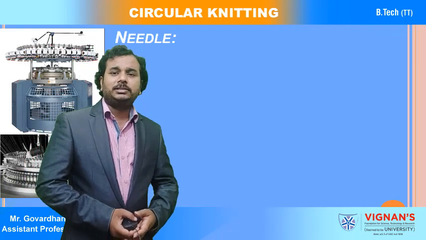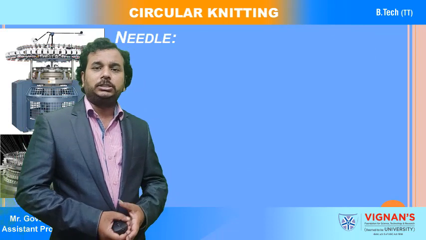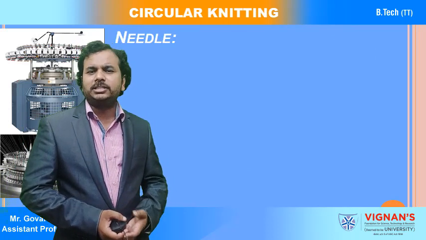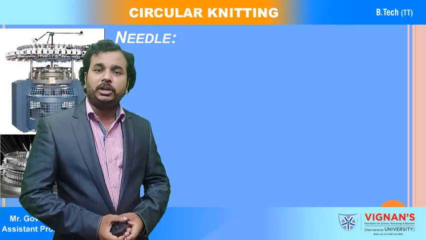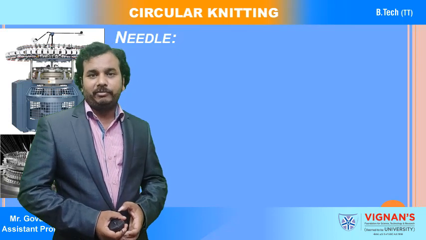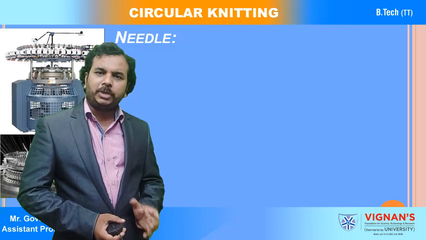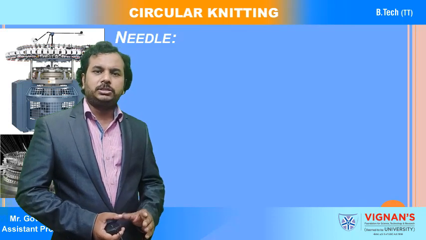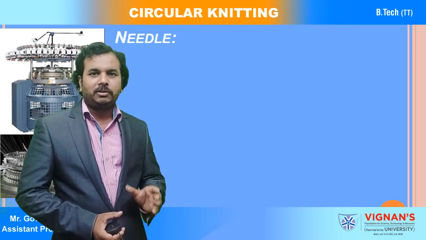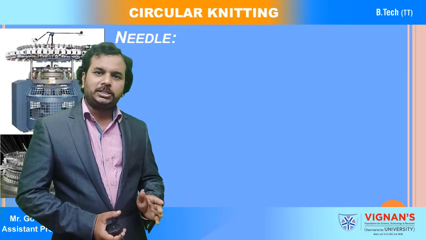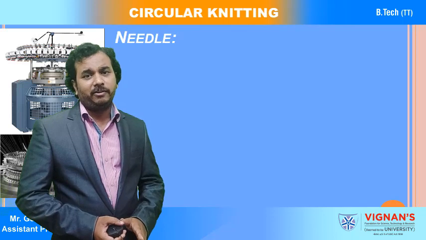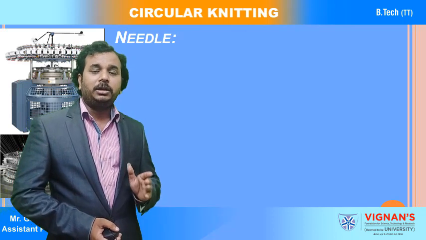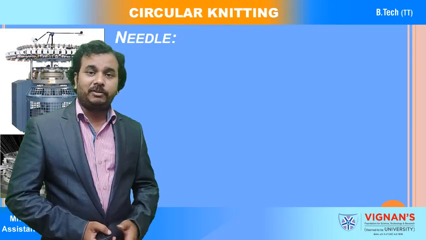And the third important component is the needle. As we have already discussed needles, what are the types of needles we are using in the circular weft knitting machine? Only one type, that is the latch needle. So nowadays everyone is using latch needles for the production of single jersey fabrics or double jersey fabrics. The double jersey fabrics are nothing but rib and interlock structures or structural fabrics.